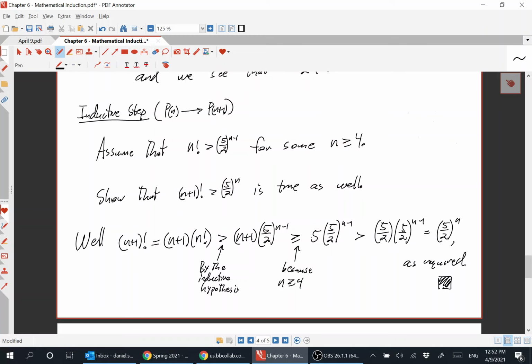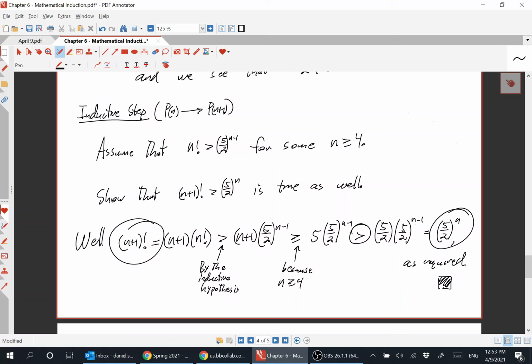Therefore, n plus 1 is at least 5. So n plus 1 apples is bigger than 5 apples, and 5 is bigger than 5/2. So 5 apples is bigger than 2.5 apples. And then 5/2 times 5/2 to the n minus 1, same base, you multiply them together, so you just add the exponents. You get 5/2 to the n, and that's what we wanted, that n plus 1 factorial is strictly greater than 5/2 to the n.